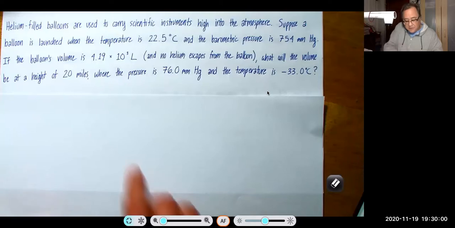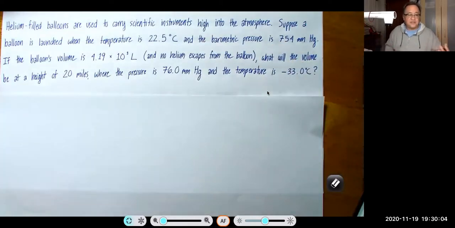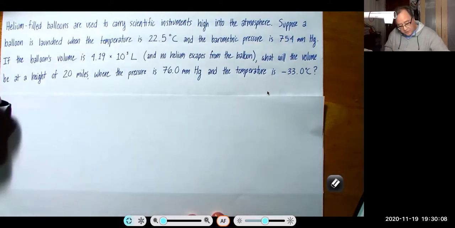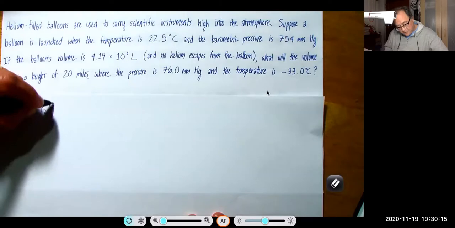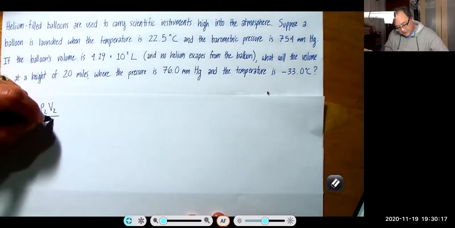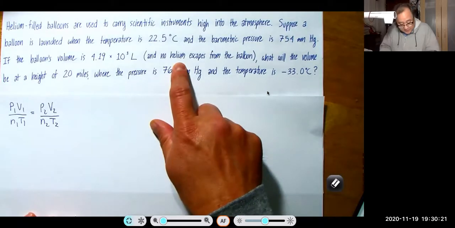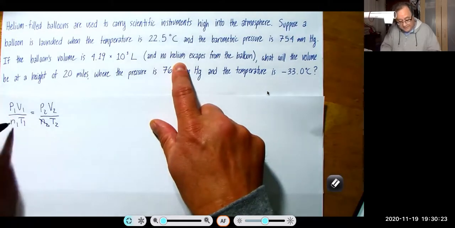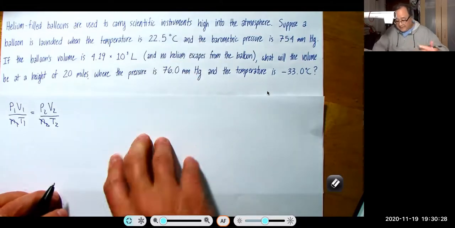What will the volume be? They give me a volume here and they say, what will the volume be? That's a change in volume. So right away, I know I want to use P1V1 over N1T1 is equal to P2V2 over N2T2. And here they say that no helium escapes, so I'm going to get rid of the N's. And I'm going to start making a list of the things that they give me.